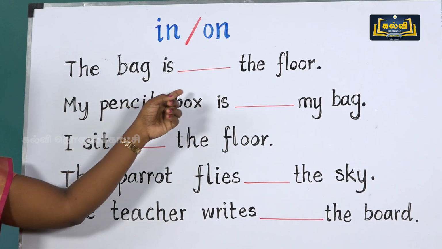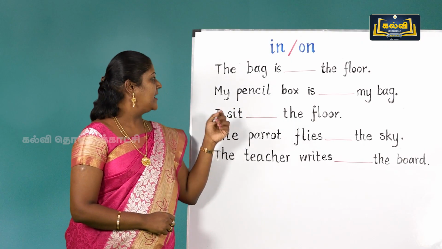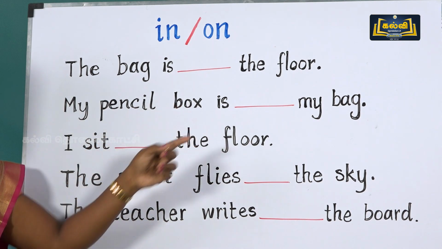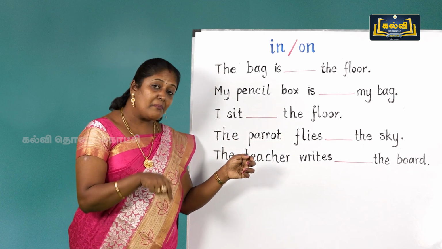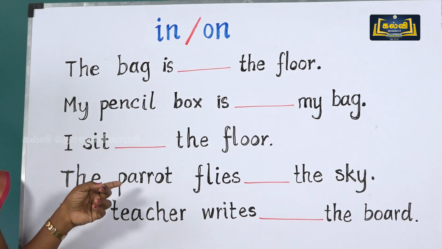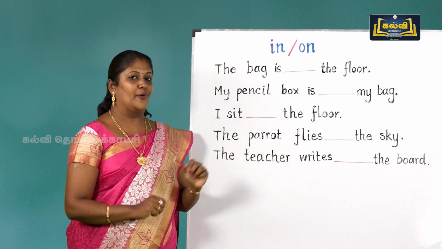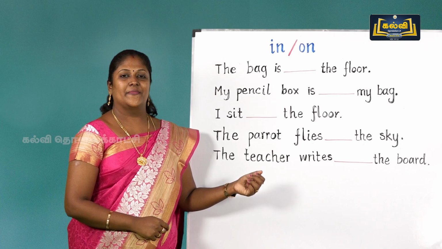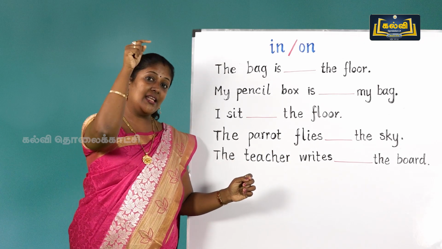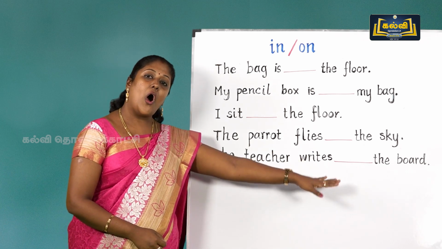The bag is on the floor. My pencil box is in my bag. I sit on the floor. The parrot flies in the sky. The teacher writes on the board.